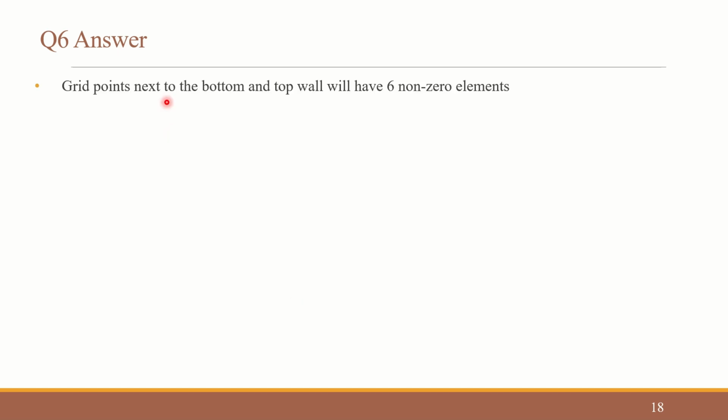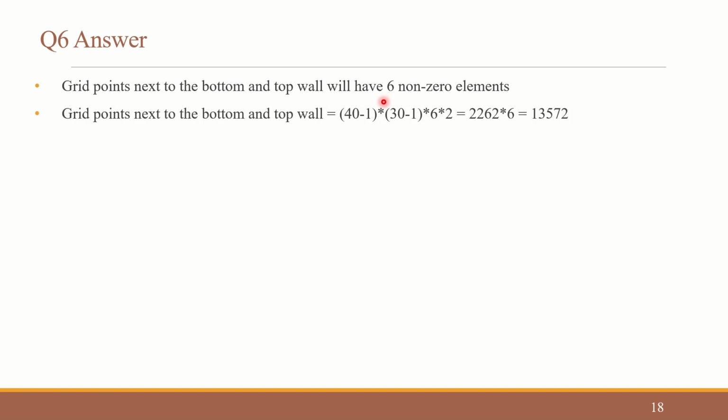So now grid points next to the bottom and top wall will have 6 non-zero elements. That is, we are excluding one for the top and bottom boundary. So the grid points next to the bottom and the top wall will be 40 minus 1 into 30 minus 1, and we have two walls. So here it is 2 and the number of non-zero elements is 6. So we are multiplying by 6. So here it is 2262 into 6, 13,572.